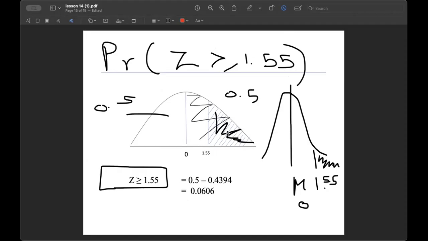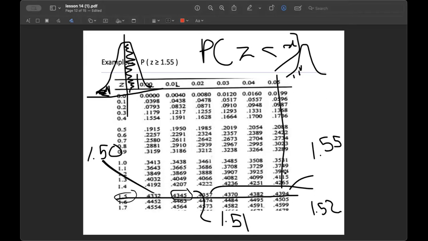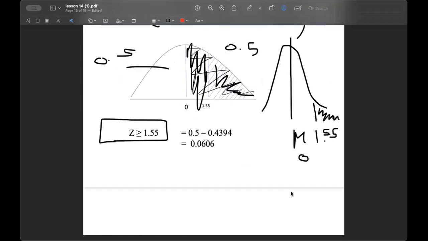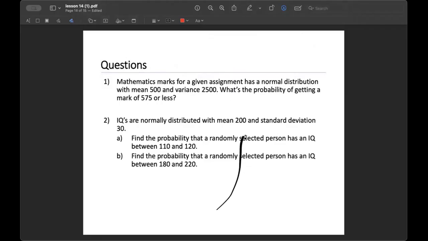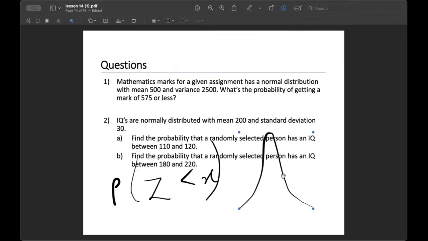We already know this total area would be 0.5. So from this 0.5 we subtract the value we read from the table, which is 0.4394. You have to remember here that from the standard normal table they always give the values as z less than x, colored from the left side. That is, they color this side.